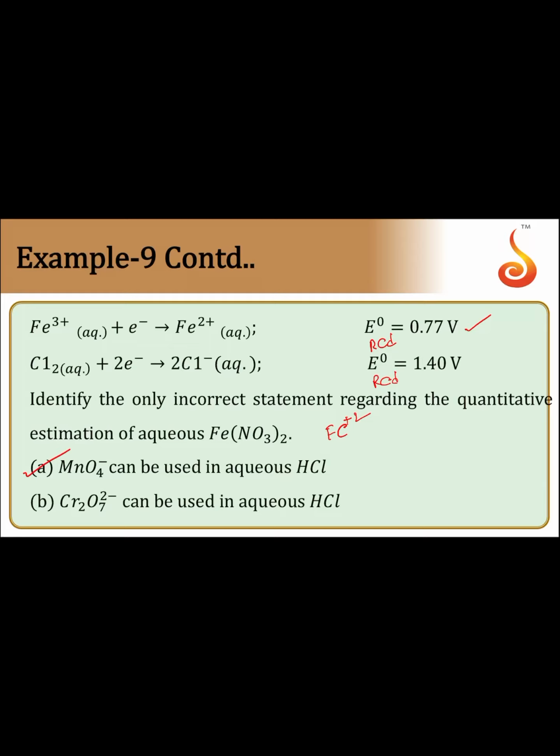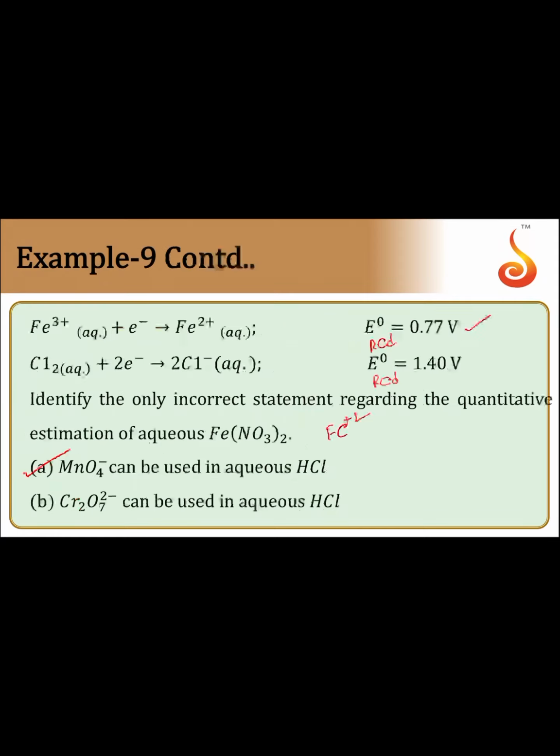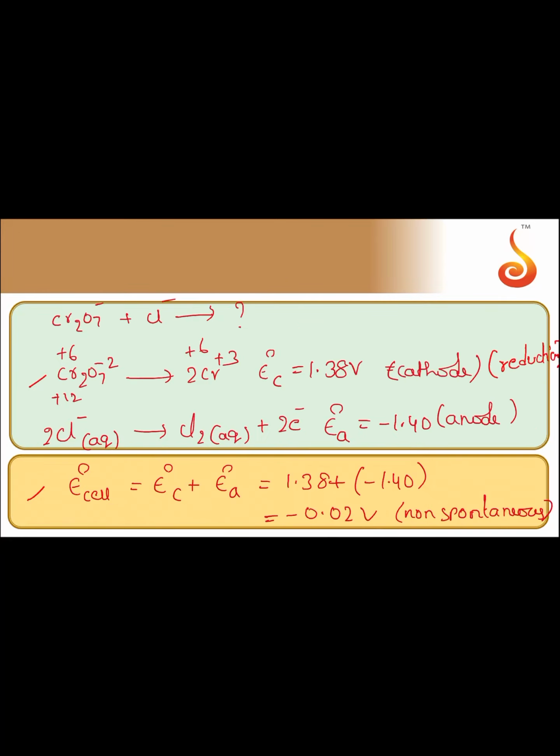Cr2O7 2- can be used in aqueous HCl. Its reduction potential value is 1.38. In Cr2O7 2-, each chromium is +6, so two chromium atoms are +12, and here each chromium is +3, so two chromium atoms are +6. +12 to +6 is reduction. So it can act as the cathode. So the E cathode value is 1.38 volts and it is undergoing the reduction.